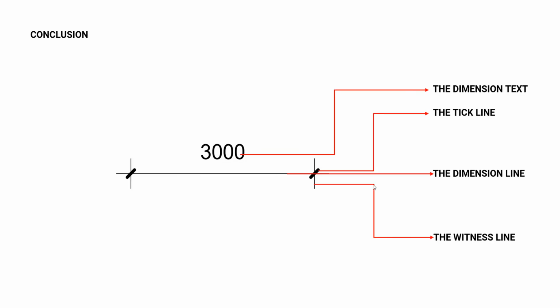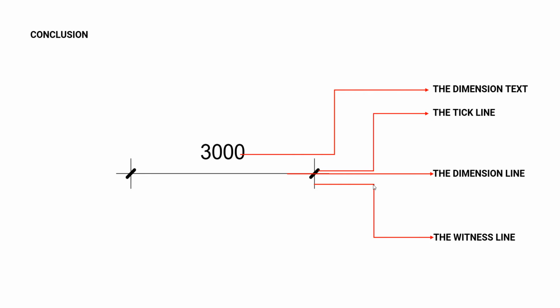All right, the next thing we are going to talk about is the dimension line. The dimension line indicates the direction and the extent of a dimension. I said direction because for an angular dimension, the dimension line is an arc. So in conclusion, these are the parts of the dimension.